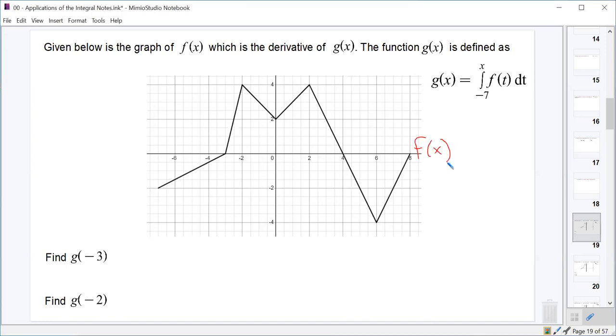So this is the graph of f of x, which we know to be the derivative of some other function g of x. And we've defined g of x as the integral from -7 to x of f of t dt, which makes sense here to note that g prime of x is equal to f of x by the first part of the fundamental theorem of calculus, with the derivative of an integral from a constant, -7, to x of some function is just the function. And so this is just the first part of the fundamental theorem of calculus that we're looking at.